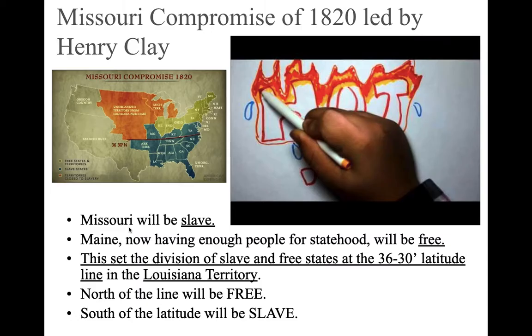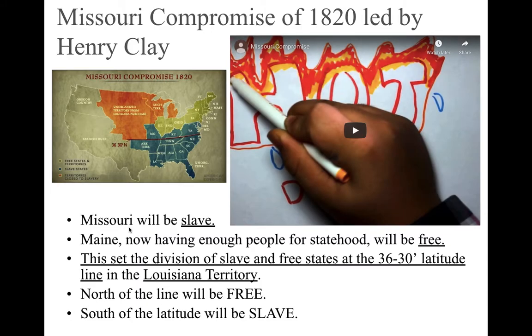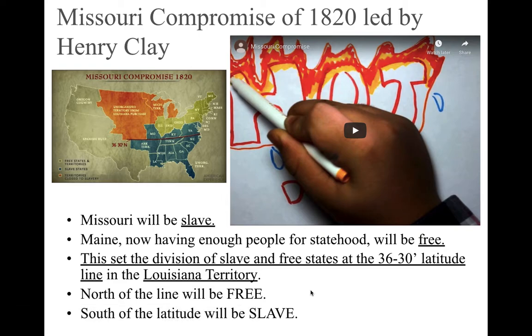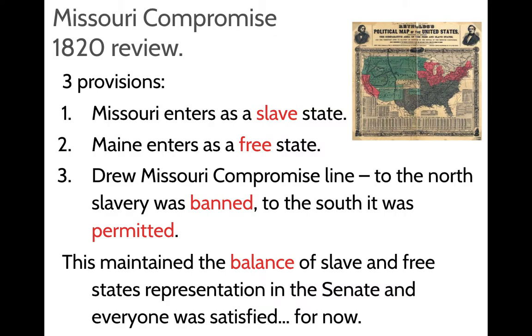Here are some of the provisions that we're going to go over in a second on the next slide, but I already went over this just a few minutes ago. North of the line of 36°30′ would be free, and underneath the 36°30′ would obviously be a slave state. Here are the provisions, three provisions.